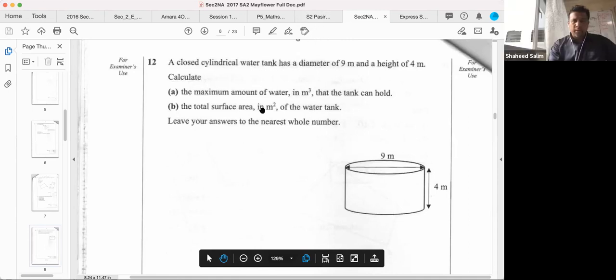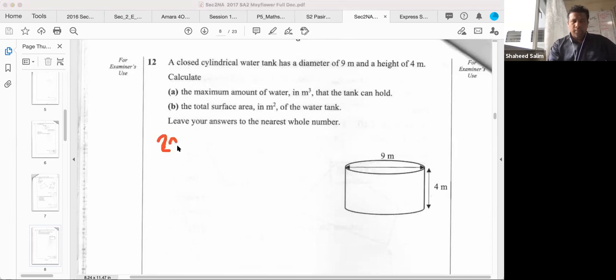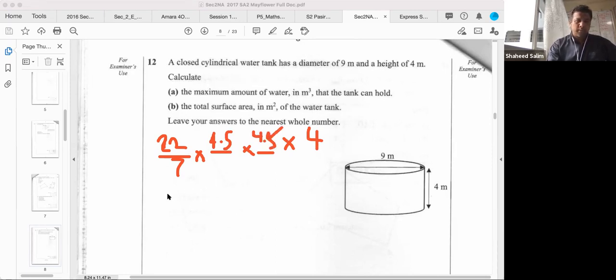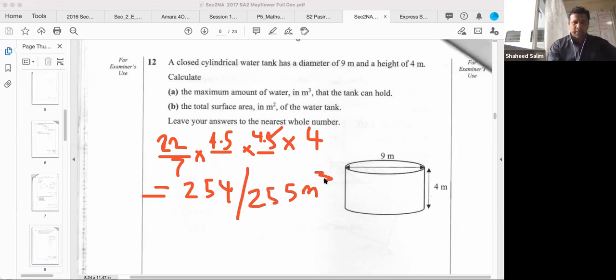Can or not? Don't put 9, I hope you did not put 9. This is the volume. Okay, you will get about 254, 255 cubic meters. Roughly. Is this okay?